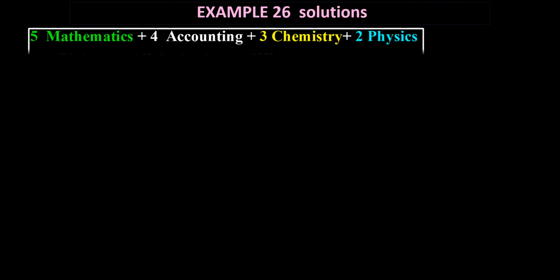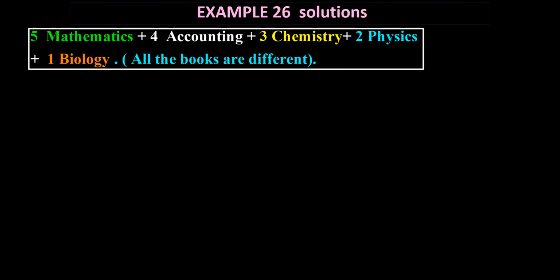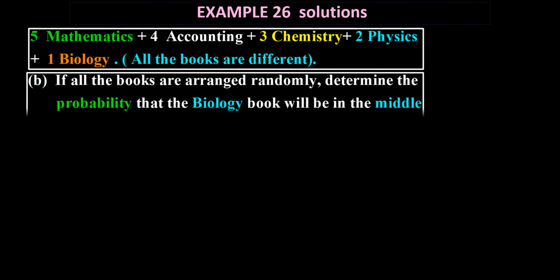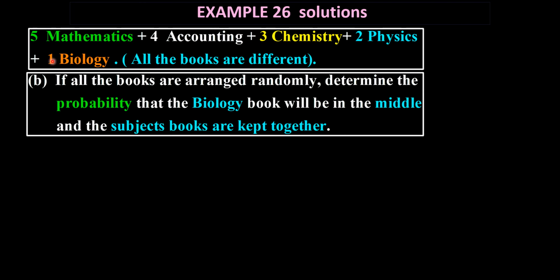Now let's end up with our last question here. Beautiful question. So if all the books are arranged randomly, determine the probability that the biology book will be in the middle and the subject books are always kept together.